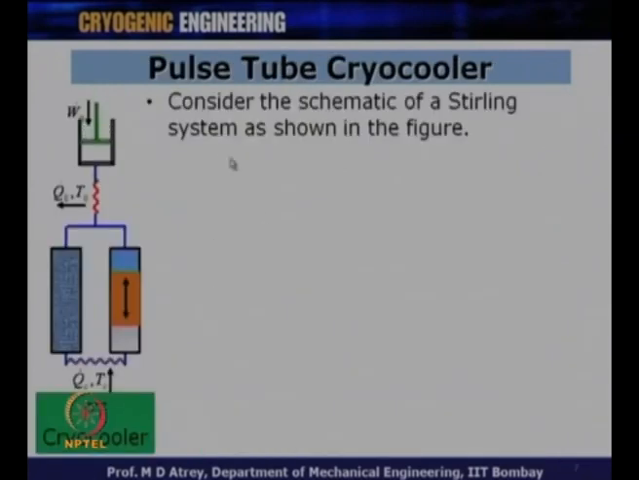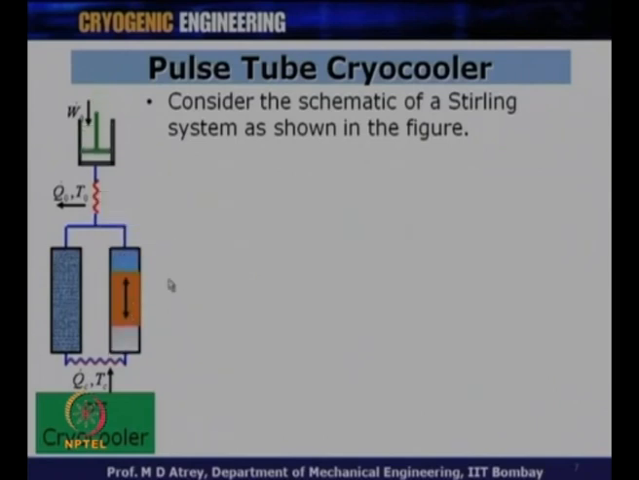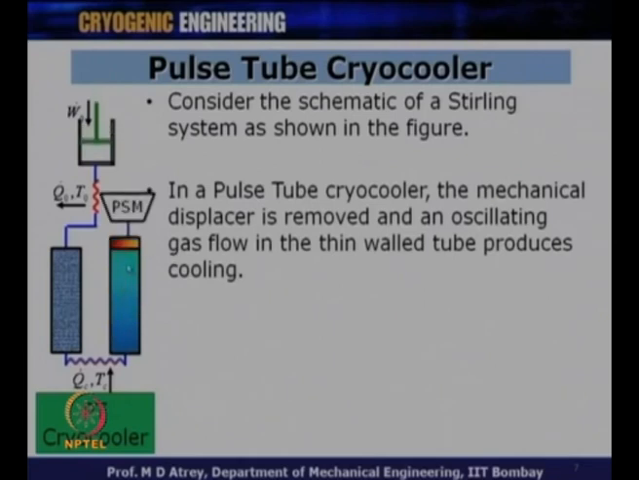So, now what happens? Consider a schematic of a Stirling system as shown in this figure. This is a normal Stirling type cryocooler, and if I want to convert this to a pulse tube cryocooler, what will I do? I will just replace, as you just saw, this displacer by a gas column, a cylinder or a tube filled with gas column.